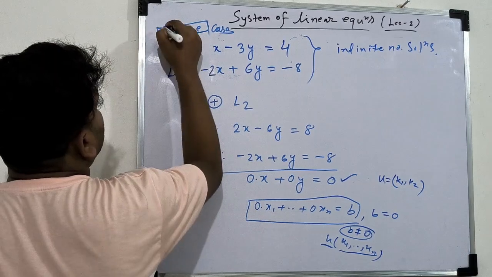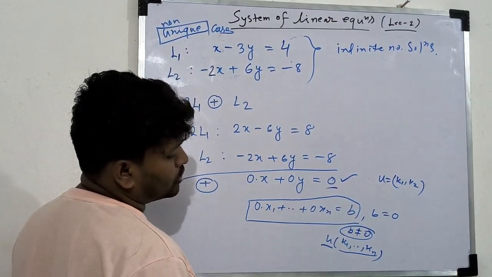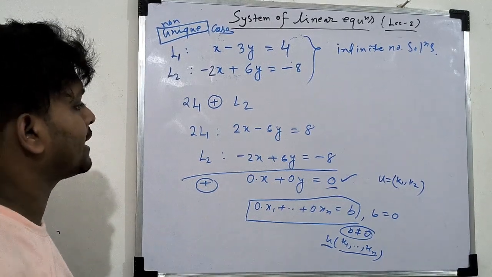So this is the non-unique case. Whenever b will be not equal to 0, then the system will have no solutions. So we will take another example for that.